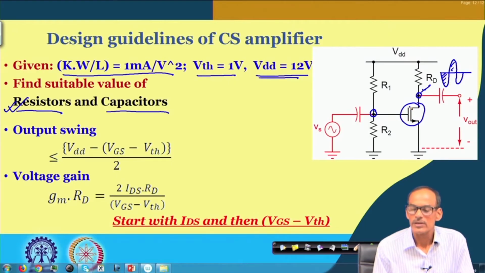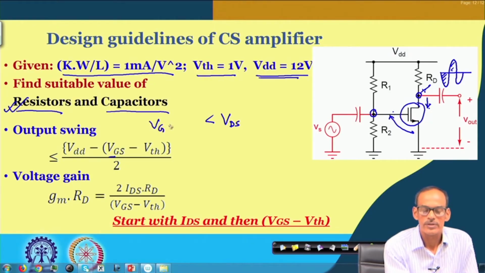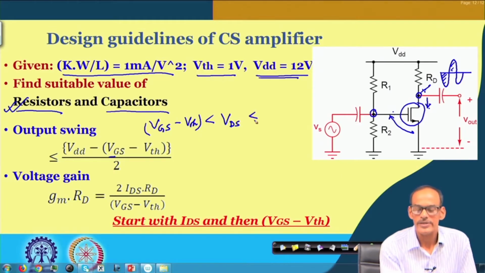If you consider that, then for a given VGS voltage, that VGS minus VTH is the lower limit of the drain voltage. So, if you see the range of the output voltage, on the lower side we have VGS minus VTH, and on the higher side it is of course the supply voltage VDD.